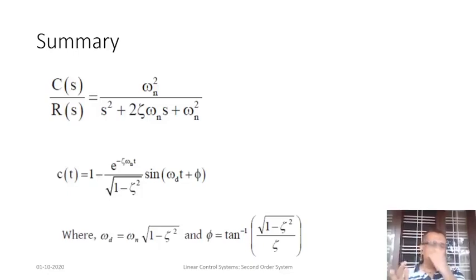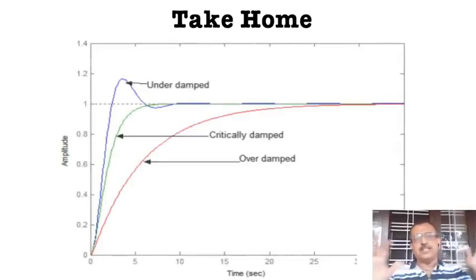So this is the summary. This is what you should remember. For most cases, it will be an underdamped system. The step response is given by this expression, with omega d. What is omega d? The damped frequency of oscillation, equal to omega n into root of 1 minus theta square, and phi is tan inverse of root of 1 minus theta square by theta. And what is omega n? The natural frequency of oscillation. And what is theta? The damping ratio. So this is the take home.